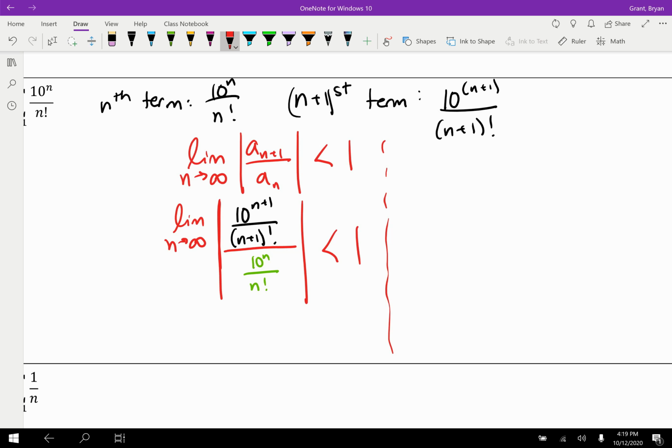And that has to be less than 1. Of course, you're probably looking at this monstrosity going, why, how, what? Are we going to be able to simplify this? Well, yes, we are. So let's start right now.